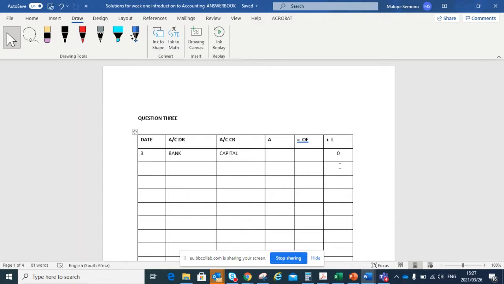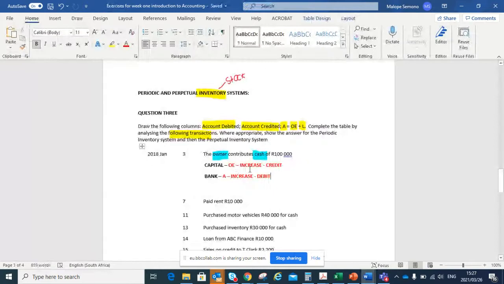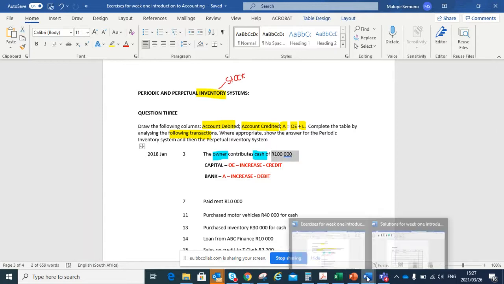So the reason why I'm going to affect assets and owner's equity is because I've got bank, which is an asset. I've got capital, which is owner's equity. Now I must go back to my analysis and check. We said owner's equities are increasing, meaning I must go and increase owner's equity. We said assets are increasing, it means we must go and increase assets. Remember the amount is how much? The amount is 100,000.